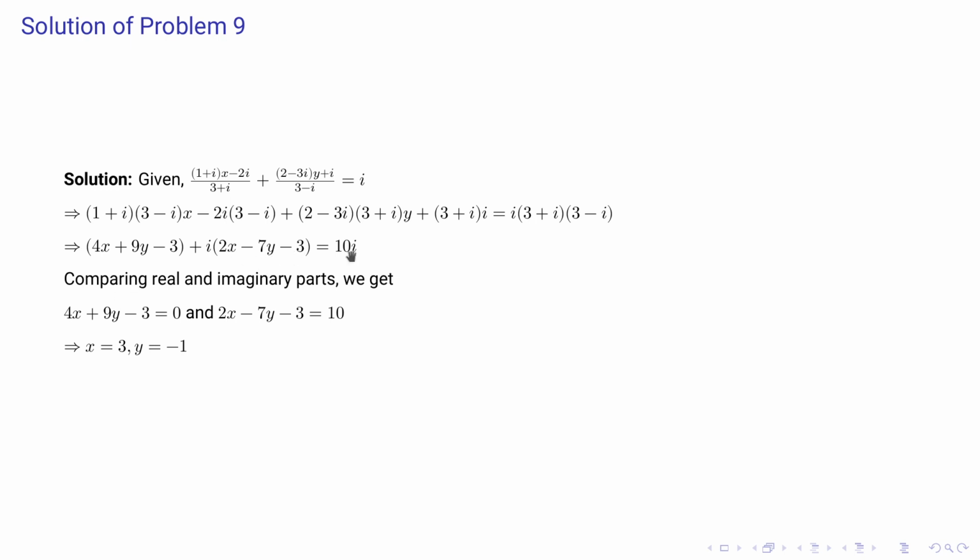So the real part is 0 on the right hand side. We can write that 4x + 9y - 3 = 0. And the imaginary part we can write as 2x - 7y - 3 = 10. Now we have two linear equations in x and y, which you can solve to get x = 3 and y = -1. If you want to verify, we substitute x = 3 here, 12, and y = -1, so minus 9. 12 - 9 is 3, 3 - 3 is 0. In this equation, 3 times 2 is 6 and plus 7 from minus 1. So 6 + 7 is 13, and 13 - 3 is 10. So yes, this solution is correct.